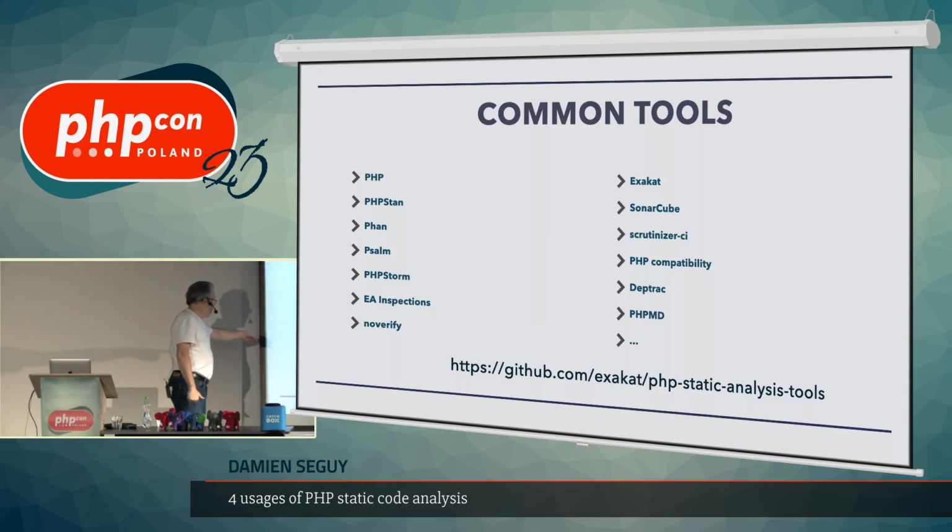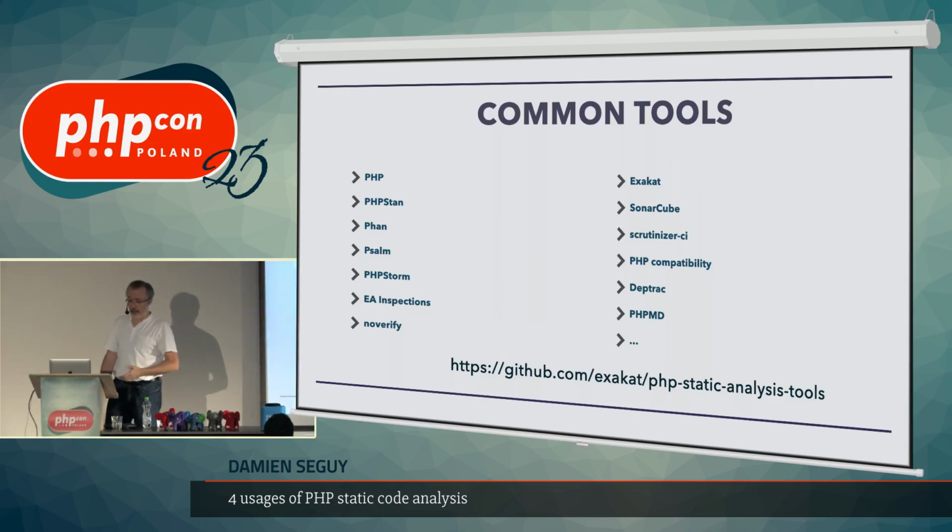PHPStorm actually has two of them. There is a plugin dedicated for that. You can see other less known static analyzers like NoVerify. Exakat is my own personal tool, so that's the one I'm working on. It's less famous than others. And there are others that are also very niche. Deptrack, PHPMD, and PHP Compatibility, as its name stands, is dedicated to reviewing the code for new versions of PHP.